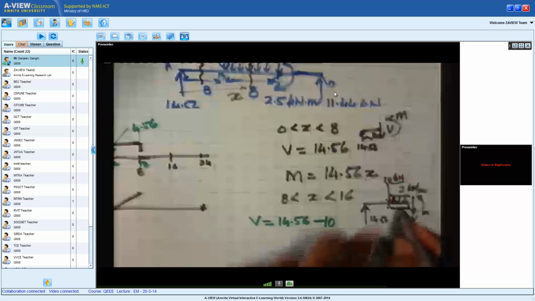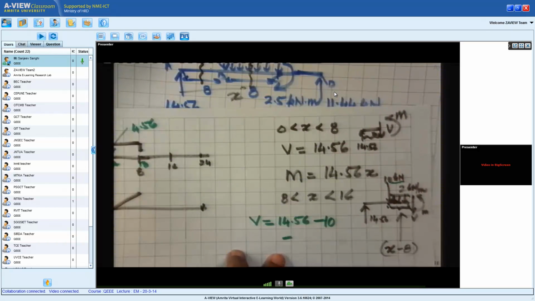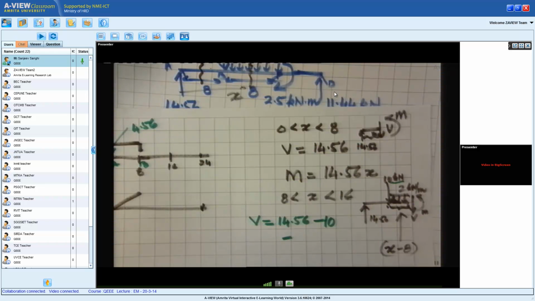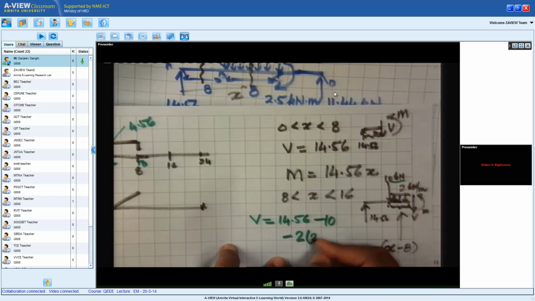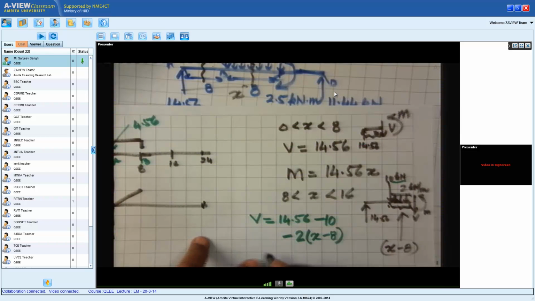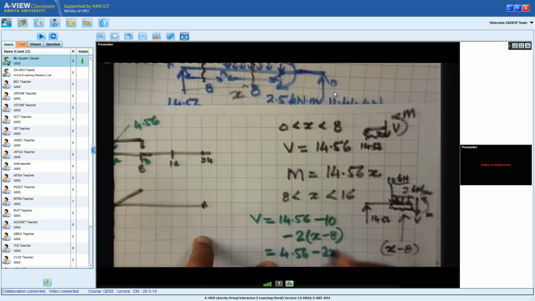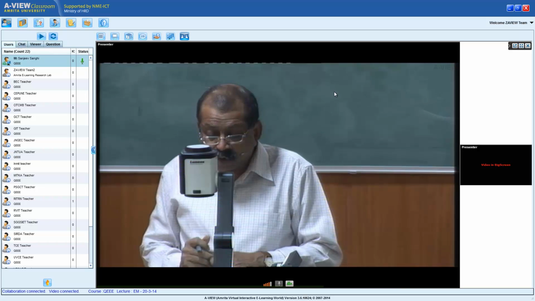And then if I add up now, what is the contribution of this distributed force? First of all, we realize it is downwards, so the sign will be minus. And how much is the force? This is 2 kilonewtons per meter. So minus 2, and we have to multiply it by the length for which it is acting, which is x minus 8. So this is what I will get in my shear force diagram. So the value of shear force will become 14.56 minus 10, which is 4.56, minus 2x plus 16. So this is the total value which I am going to get.